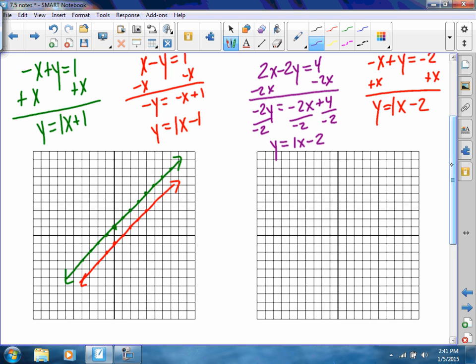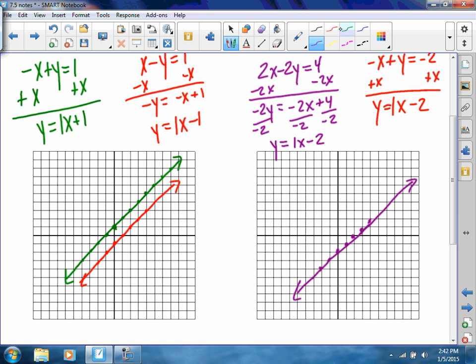And students usually ask, do I have to graph it? Yes, you do. For these, if they give you a graph and they tell you to graph, you're going to graph. So I'm going to go to negative 2. I'm going to go up 1 and over 1. Okay, so I could go down 1 and back 1 too. So there's my purple line.